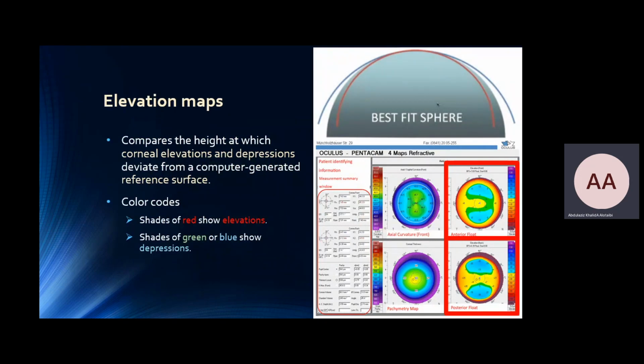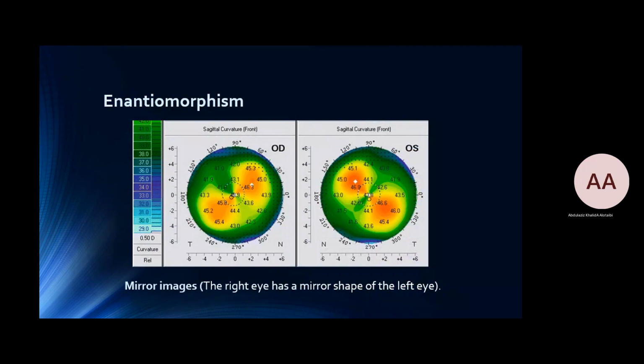Coming to the next map, which is the elevation map. One eye without looking at the other eye, this is what she means. So it has to look similar. If there is any difference between the two eyes, that raises the suspicion. Exactly.